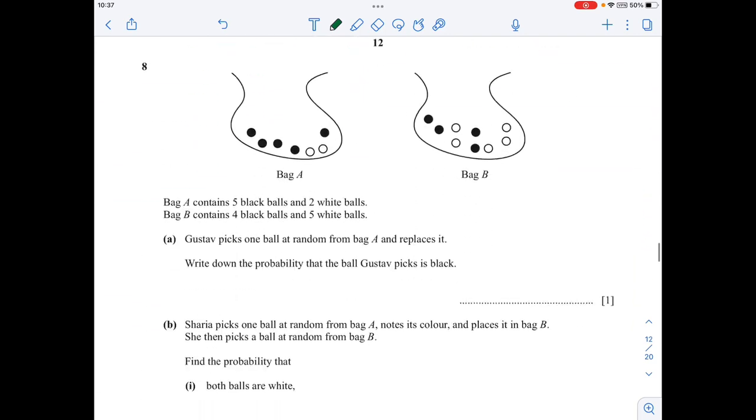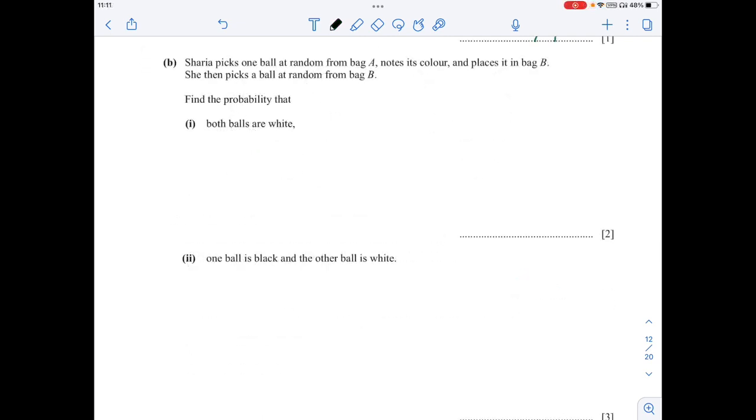Question number 8. Bag A contains 5 black balls and 2 white balls, and bag B contains 4 black balls and 5 white balls. Gautav picks one ball at random from bag A and replaces it. What is the probability that he picks a black ball? So how many black balls are there? 5. Out of total how many? 7.